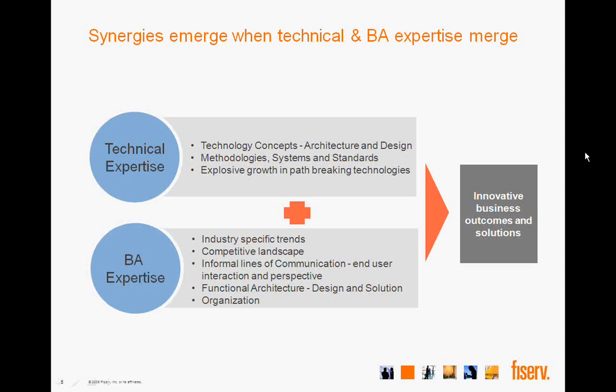And last but not least, we have informal lines of communication with end user interaction, taking the functional architecture, design and solution. Here, end user interaction and perspective would be the most important part of business analysis expertise, because he would understand what the end user requires, and have that documented in a way which the technology can understand, and then the technology can come out with new innovative ideas to solve the business or end user needs. So this is again a great example of how technical expertise would marry with business analysis expertise to come out with innovative business outcomes and solutions.